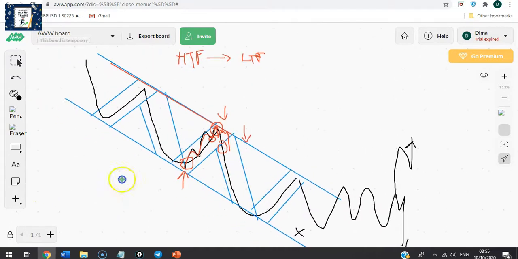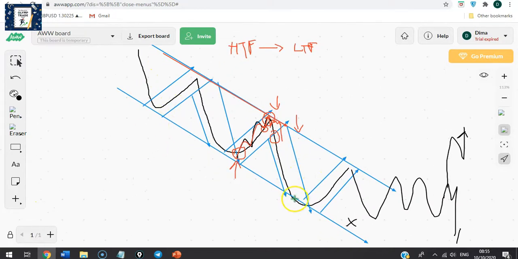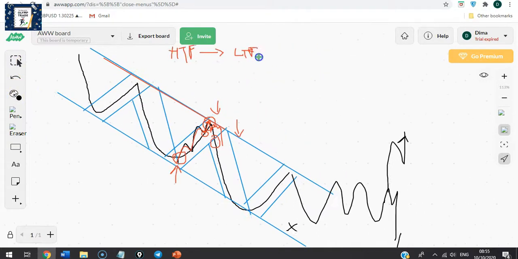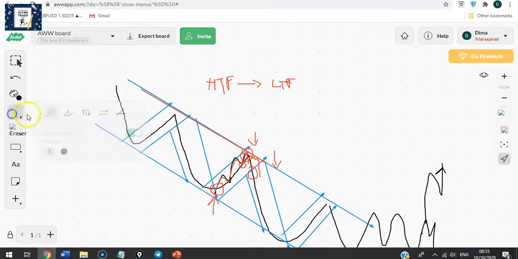So we need to identify accurately what the structure of the market is on a higher time frame, and where we are in that structure. Once we've done that, then we can identify the lower time frame and we can better see where we're at, and then we can place a trade to make sure that we're not moving in resistance to the higher time frame structure, the overall structure of the market.